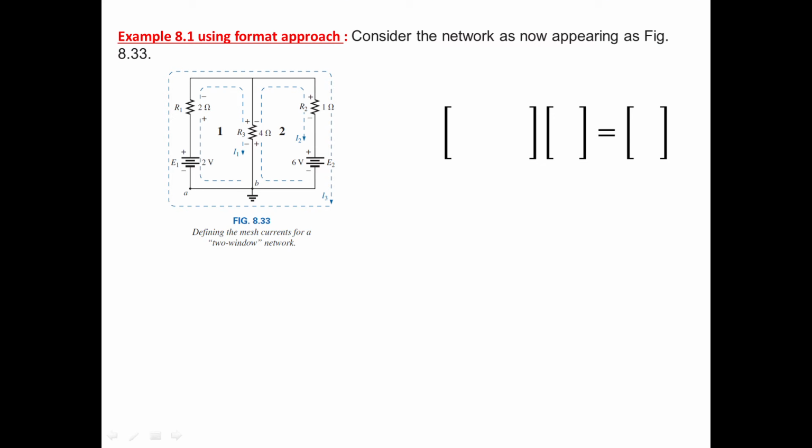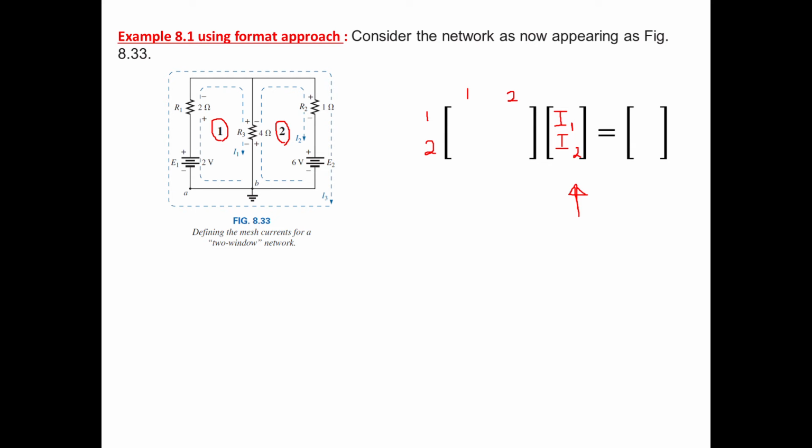For example, here we are going to use the format approach. Format approach, no need to write any KVL equation. Directly we have to start from the matrix. So what is the first step that we have to do here? There are two mesh. So the first thing that you have to do is write the current here. Mesh current is I1 and I2. And all of you should know that the matrix here corresponds to loop number 1 and 2. Please put the index. First row, second row. Same way, first column, second column.